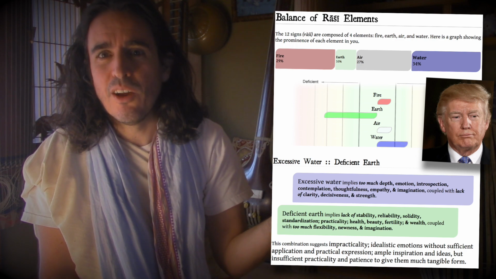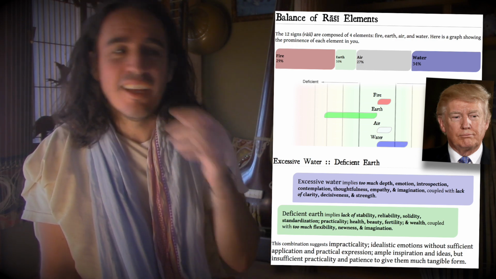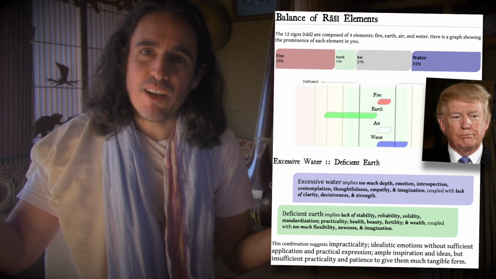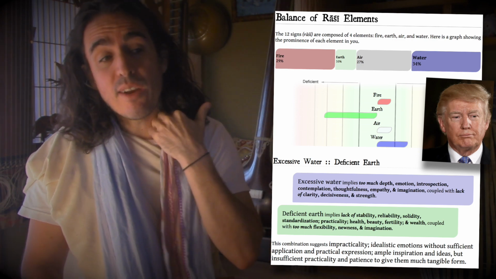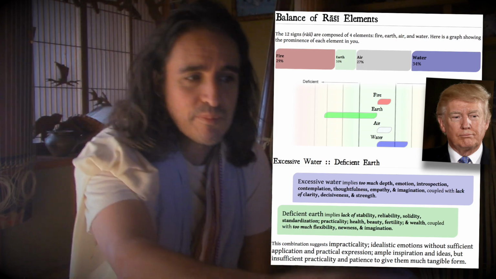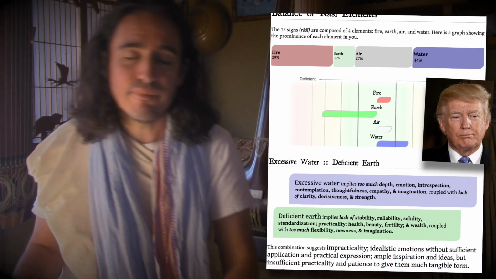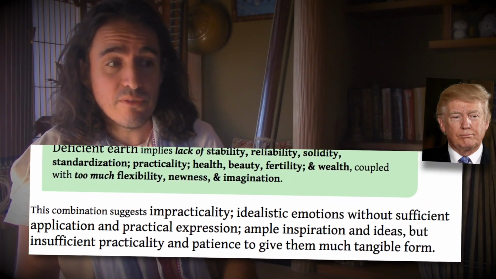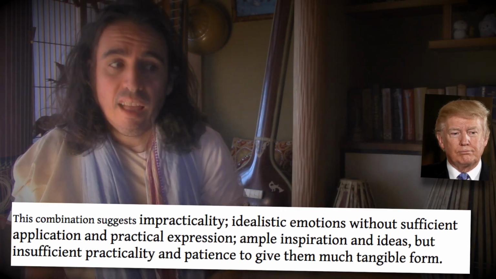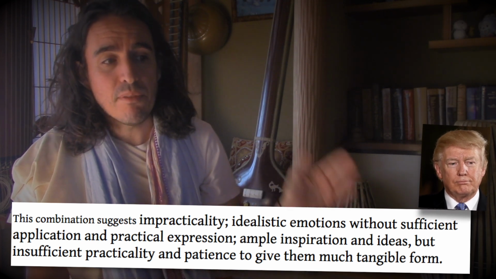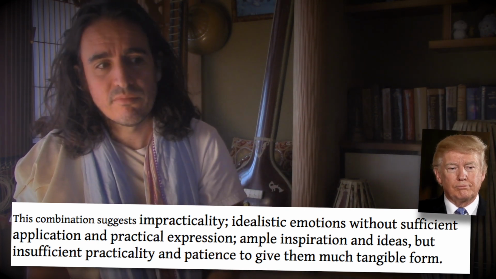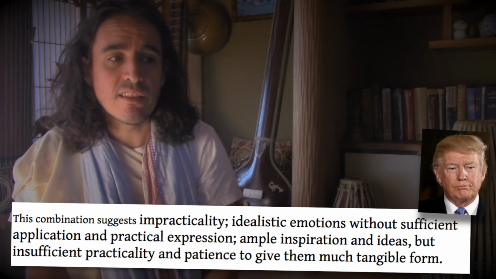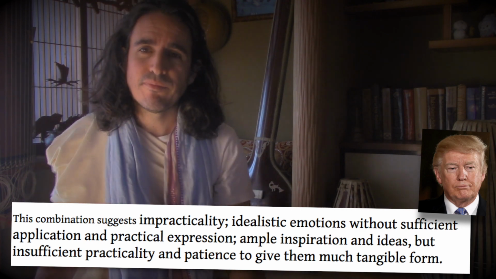Build a wall between America and Mexico, or stop people from coming into our country. All these very, very impractical, but very, very emotional ideas. So what I say in my out-of-the-box interpretation of excessive water, deficient earth is impracticality, idealistic emotions without sufficient application and practical expression, ample inspiration and ideas, but insufficient practicality and patience to give them much tangible form.